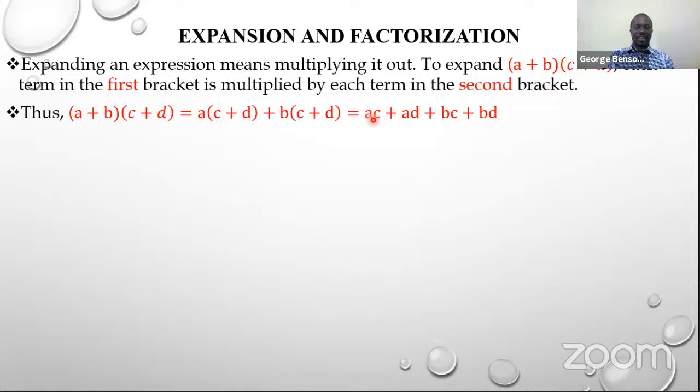Like I told you, with the bracket space, you have accepted not to bring the multiplication sign. So when you see AC, it means they are multiplying. Then A times D will give us AD. Then we go to the next one. B times C will give us BC. Then B times D will give us BD.